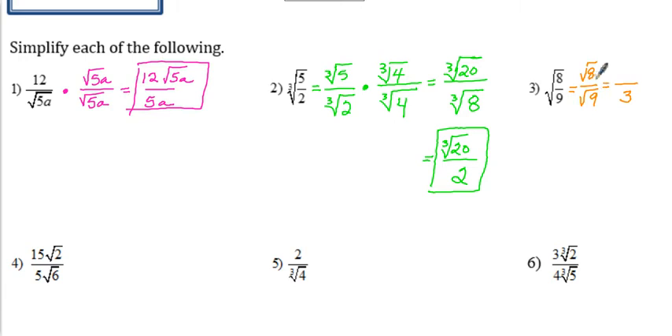So take a look at this square root of 8. Is there any perfect square in there? There sure is. There's a 4 times 2 in there. So take that square root of 4, make it a 2, and then leave behind the square root of 2. So do make sure you simplify completely.